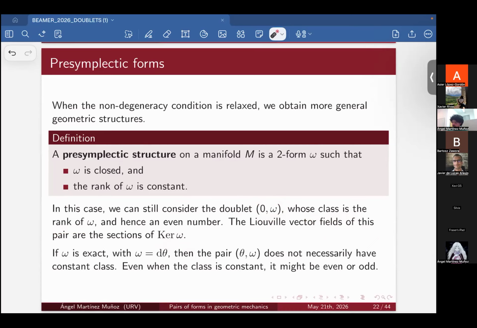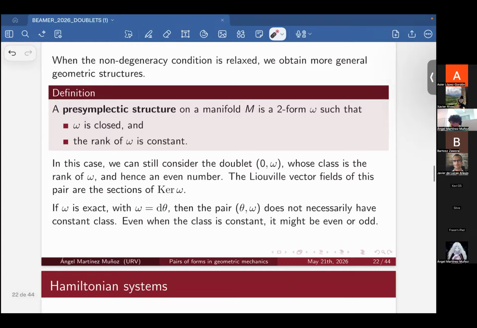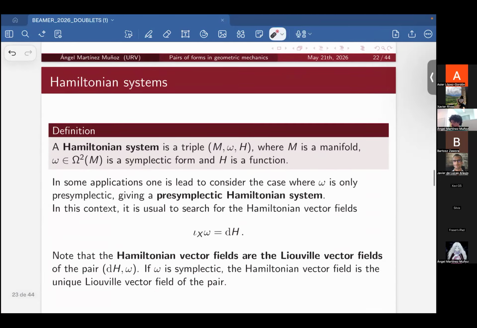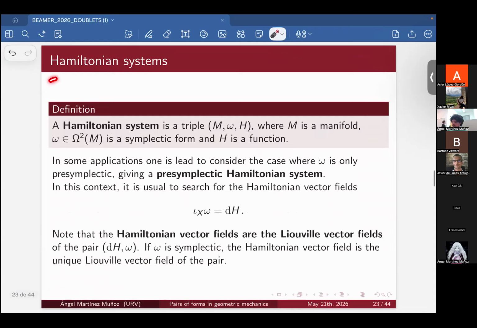Also, again, if omega was exact, then you could consider this pair. But here you have to be a bit more careful because that might not be a doublet. So the class might not be constant. Right? So there you have to be a bit more careful. Another interesting example would be Hamiltonian systems. So a Hamiltonian system is a triple where you consider a manifold, a symplectic two-form, and a function, which is called the Hamiltonian of the system. And you can also generalize this to presymplectic geometry. So this two-form, instead of picking a symplectic form, you pick a presymplectic form.